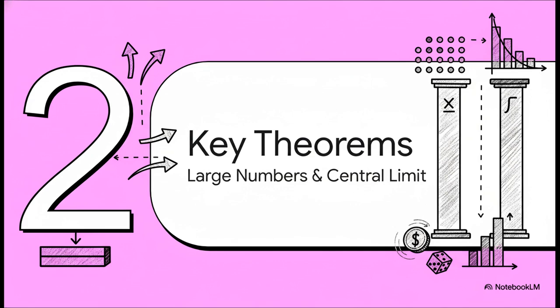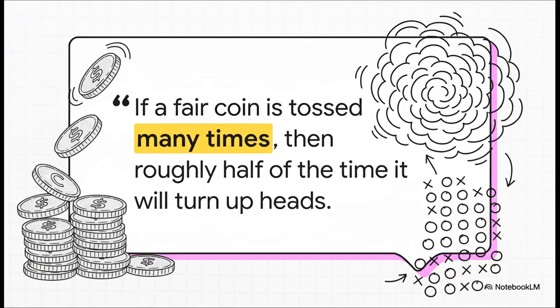All right, with our foundation firmly in place, now we can explore the two absolute pillars of probability theory. These are the theorems that connect all that abstract math to what we actually see and measure in the real world. We all have this gut feeling, right? If you flip a coin 1,000 times, you just expect to get somewhere around 500 heads. Well, this intuitive idea gets made mathematically solid by something called the law of large numbers.